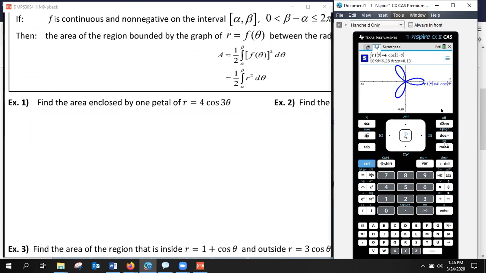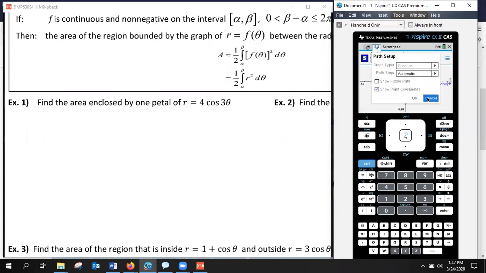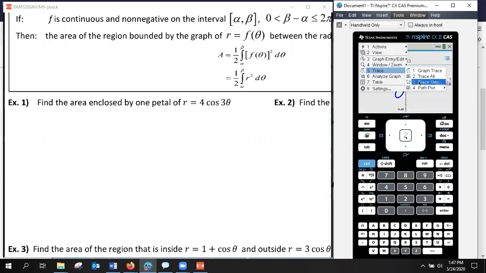Oh, gotcha. If I check the trace and I plot that path. Try that one more time. Trace. I still want to plot the path.